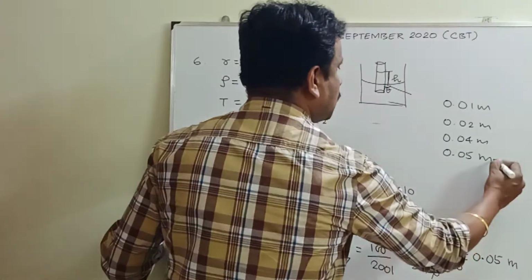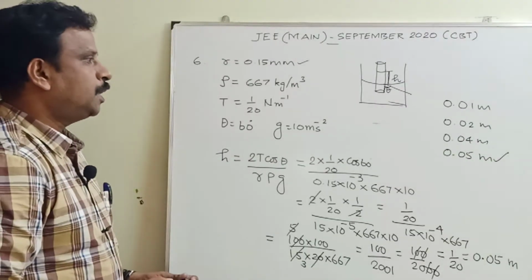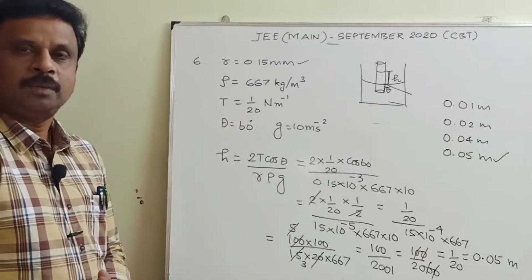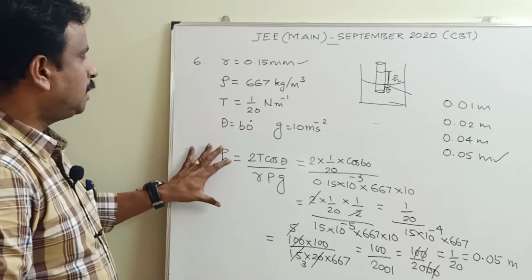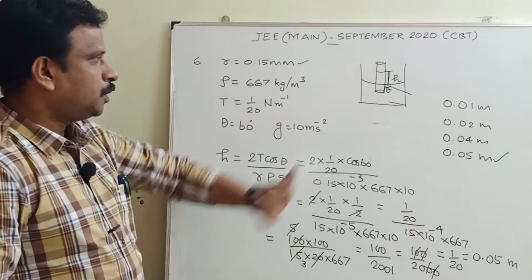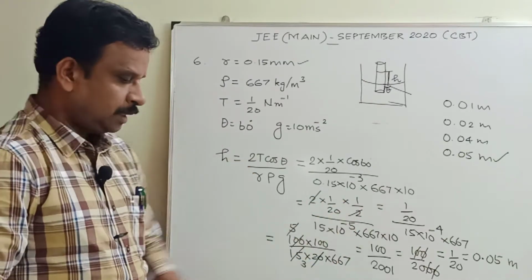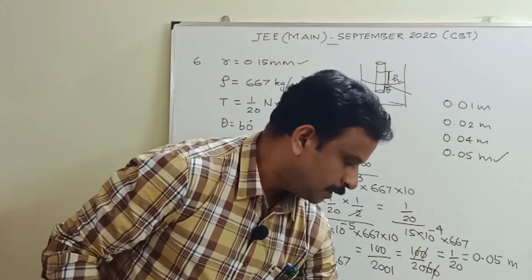So you have to choose option 4. Option 4 is the correct answer. This is about a capillary rise question. Just to go through it: formula we have written, data given in the problem I have written. This is the suitable diagram to understand, and mere substitution you will get the result. That is your solution. Next we will go to problem number 7.